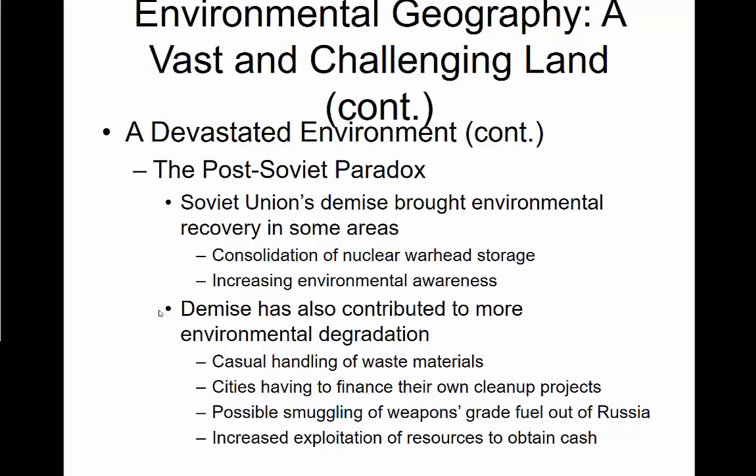So how does the Soviet Union's demise bring about environmental recovery with Russia and Ukraine and Belarus and some of these other countries in the region? How do we handle waste materials? What's going to happen with Chernobyl and that region in the Ukraine in 50 or 100 years from now? It's been more than 30 years.